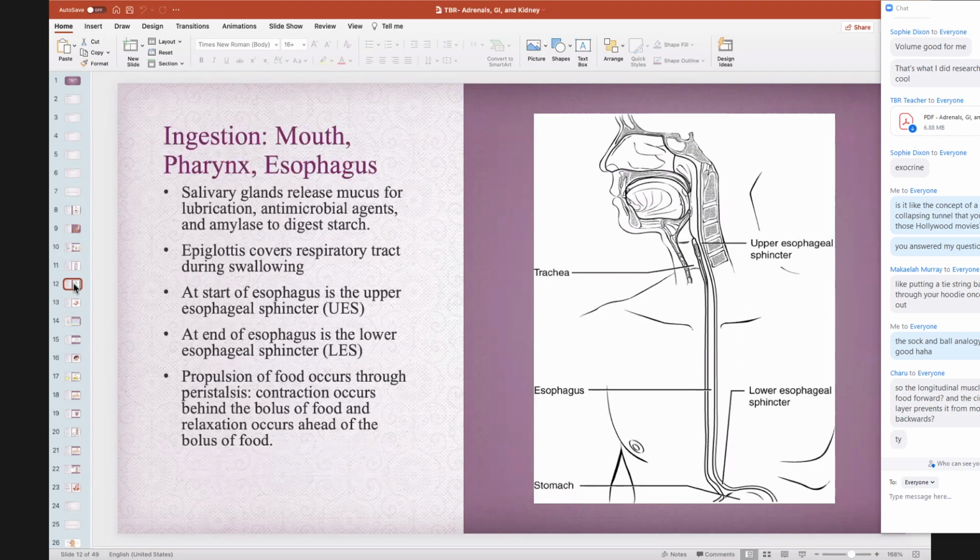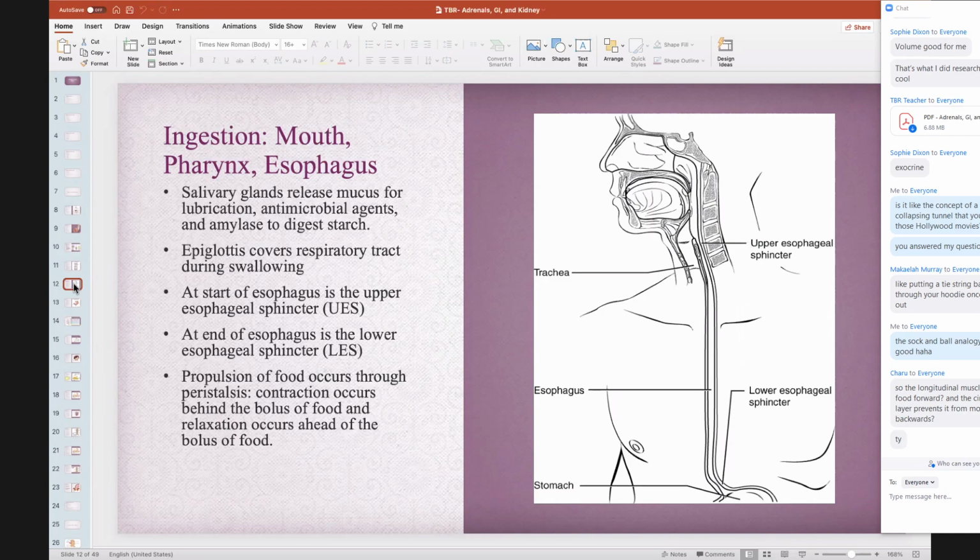So ingestion. When we eat, everyone loves to eat, right? So we start at the mouth, we go past the pharynx, down the esophagus. We actually do have digestion that starts in the mouth. Two types: we have mechanical and chemical digestion that occurs in the mouth. The mechanical digestion is you chewing, right? As you bite down on your food, you are starting to digest it into smaller parts. It's starting to lose its structural integrity.